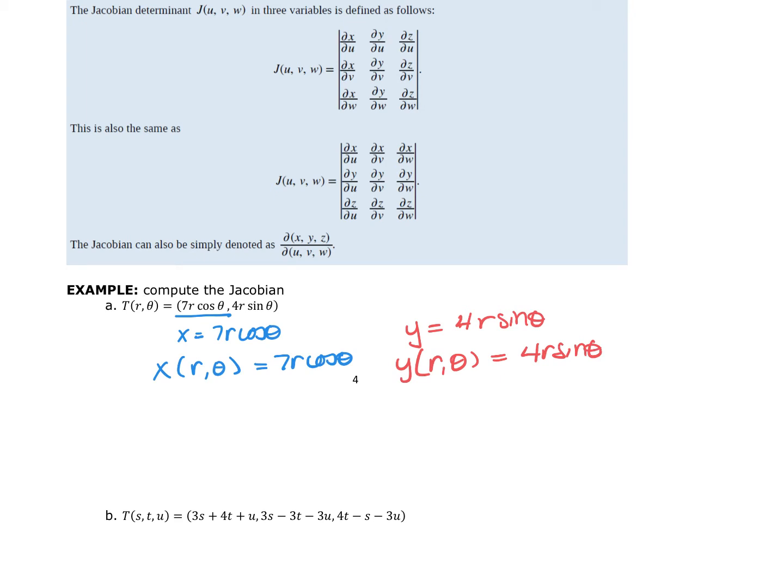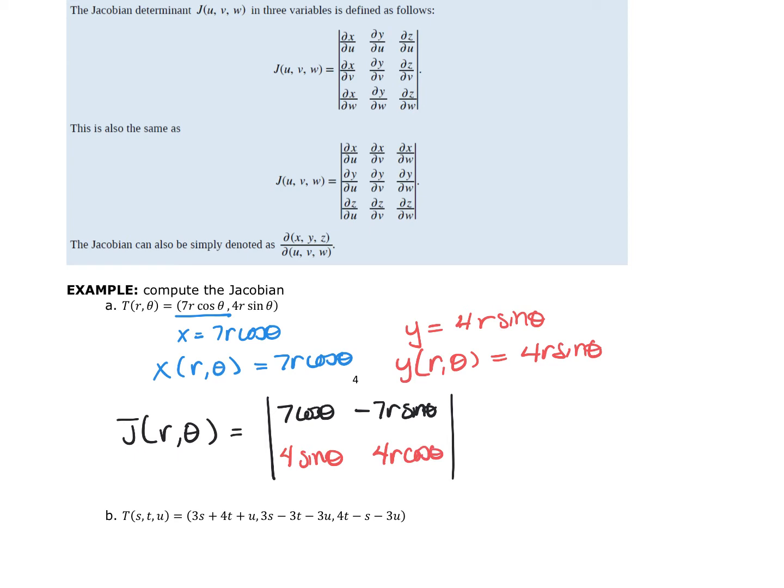Now to do my Jacobian, J of r, theta, it is going to be the determinant, the partial derivative of my x with respect to r first. So this will be 7 cosine of theta. And then my partial derivative of x with respect to theta, which gives me negative 7r sine theta. And then I'm going to do my partial derivative of y with respect to r. So this will be 4 sine theta. And then my partial derivative of y with respect to theta, which is going to be 4r cosine theta.